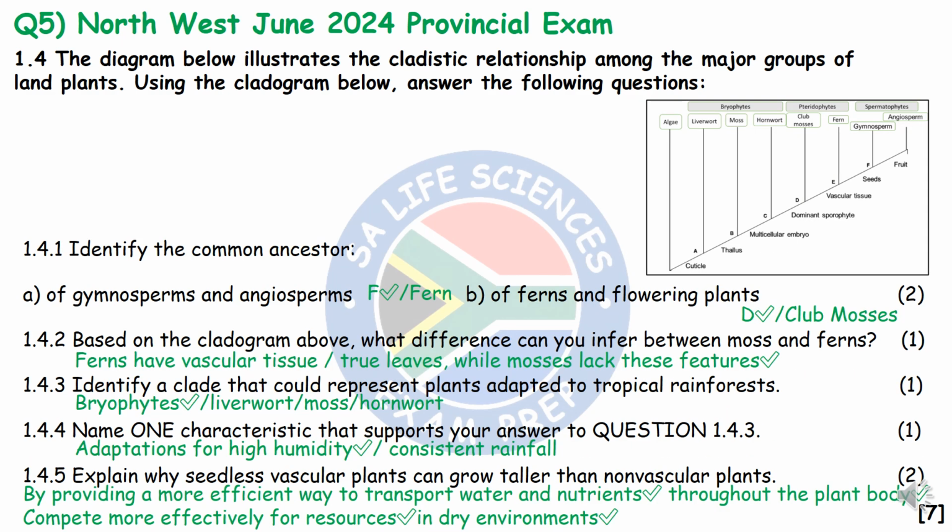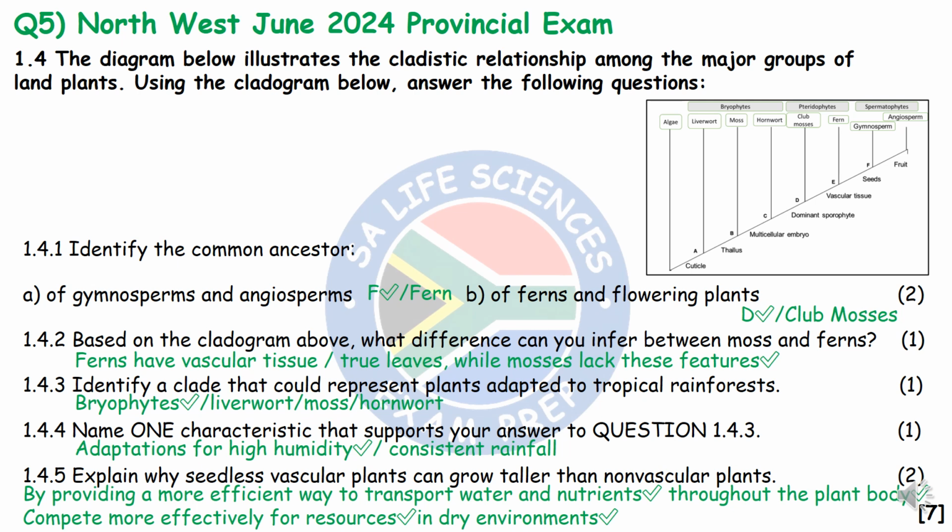Question 1.4.1 says, identify the common ancestor of A, gymnosperms and angiosperms. That would be ferns. So ferns are the common ancestor of gymnosperms and angiosperms. Question B says, identify the common ancestor of ferns and flowering plants. That would be D, the club mosses.